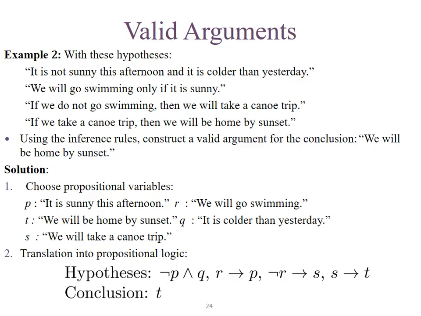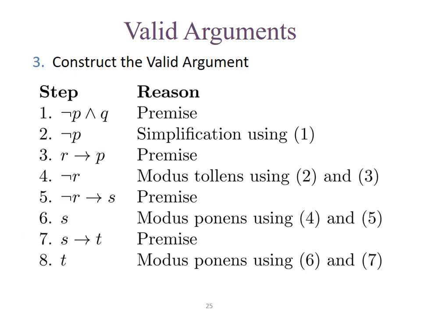Okay. So now we write it in the correct order. Okay, the first one, we have the premise, not P and Q. Okay, so by simplification, not P is true. Now we introduce the second premise, R and P. So we have if R then P, and we have not P. So we can apply modus tollens, and that means not R is true.